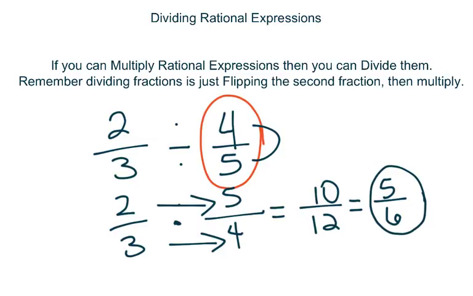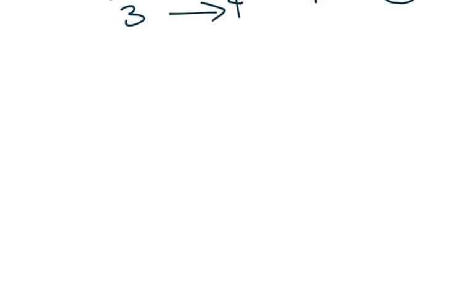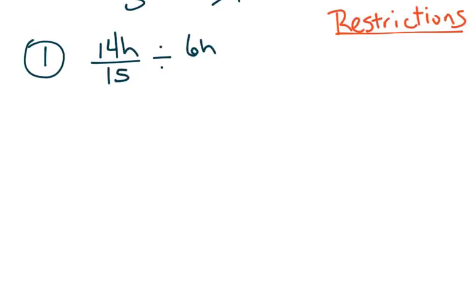This is my answer. So again, division is nothing but multiplication. We just have to do this one flip move first. Okay? So with that said, we're going to work off of what we learned yesterday. So we have the example 14h over 15 divided by 6h.